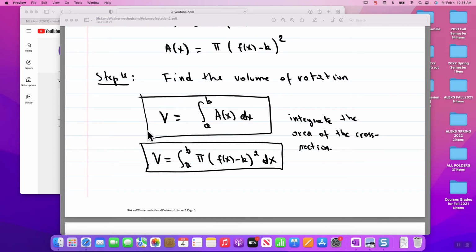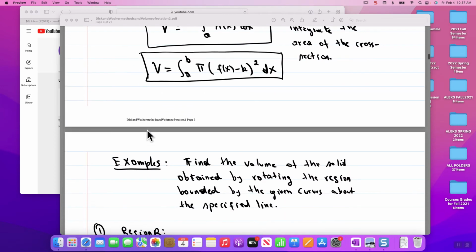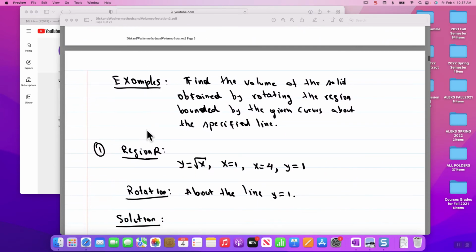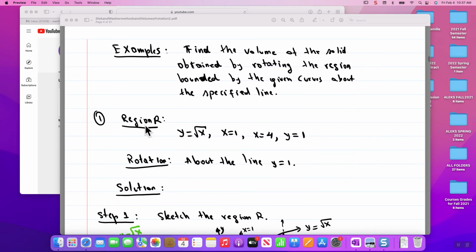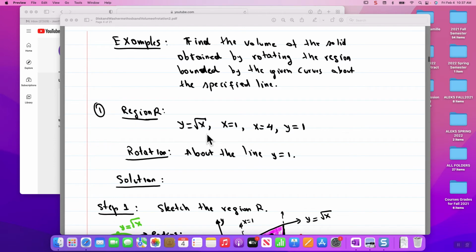Okay, so that's the concept. So now let's do an example. It says to find the volume of the solid obtained by rotating the region bounded by the given curves about the specified line. So they give us the region. The region is described by these four data.